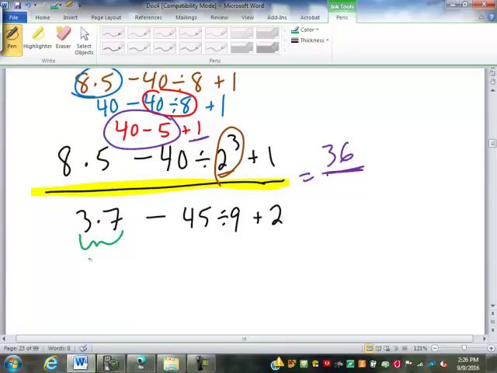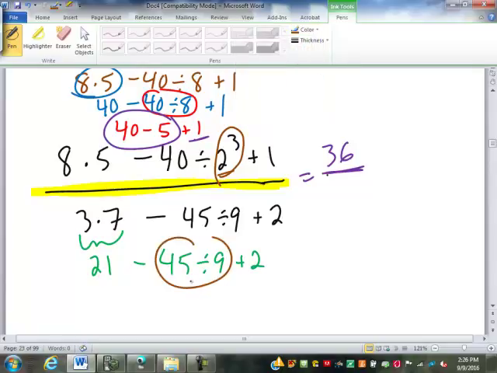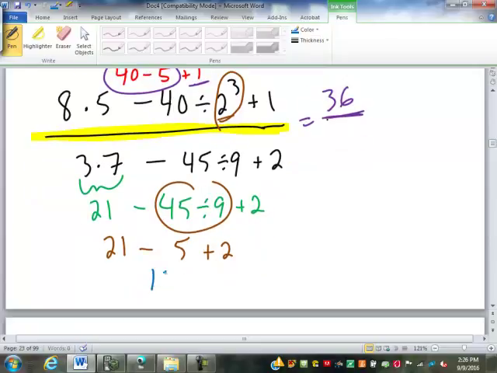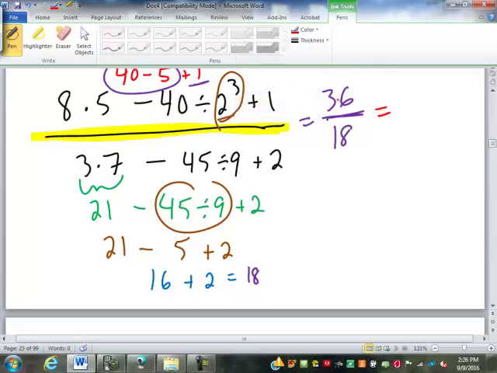Three times seven, which is 21. 21, perfect. Then what? 45 divided by 9 is 5. And then 21 minus 5 is 16. Plus 2 is 18. Good. So on bottom we get 18. All that's left to do is divide. 36 divided by 18 is 2. Any questions?